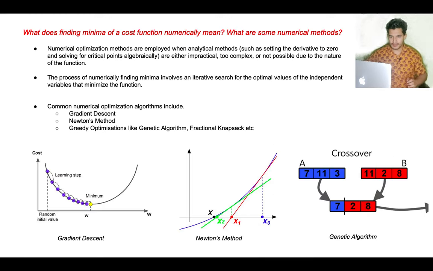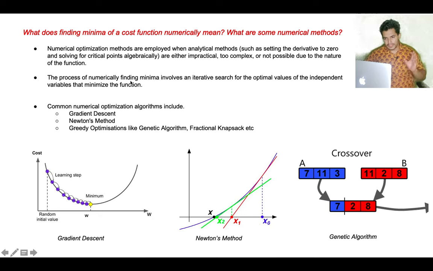So how do we find the minima of a cost function numerically, and what are some numerical methods? Numerical optimization methods are employed when analytical methods, such as setting the derivative to zero and solving for critical points algebraically, are impractical, too complex, or not possible due to the nature of the function, which may be non-linear, non-differentiable at certain points, and so on. So when it becomes tough, we use numerical optimization methods. Otherwise, we use the analytical, algebraic methods to solve it.